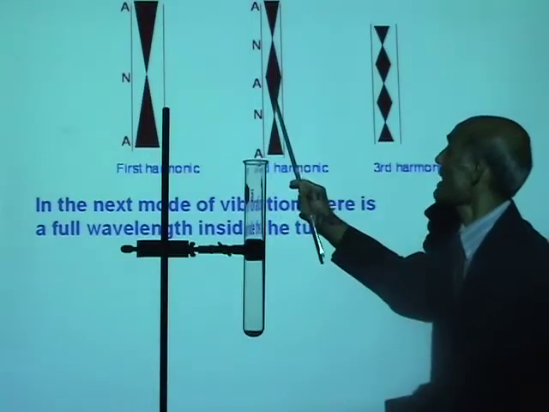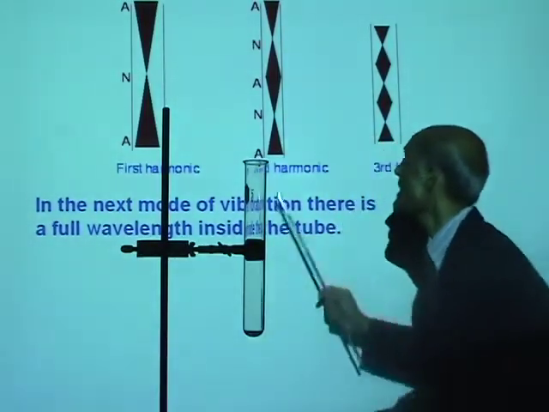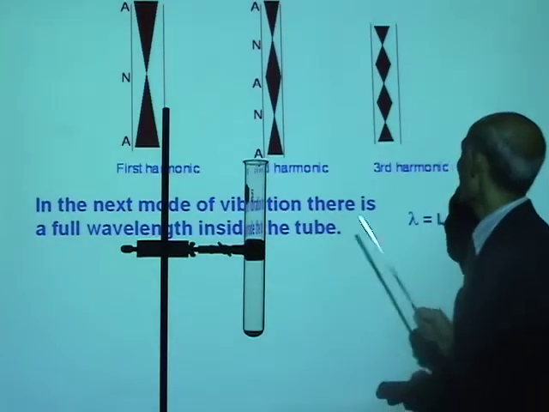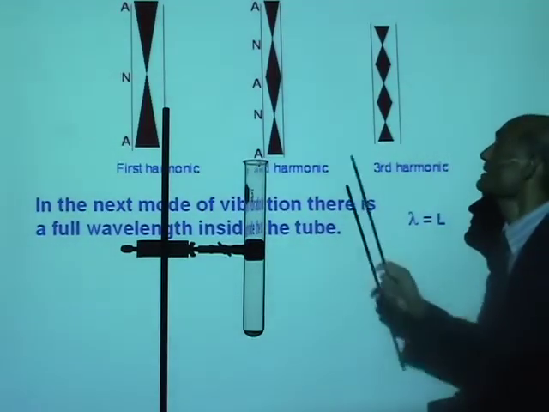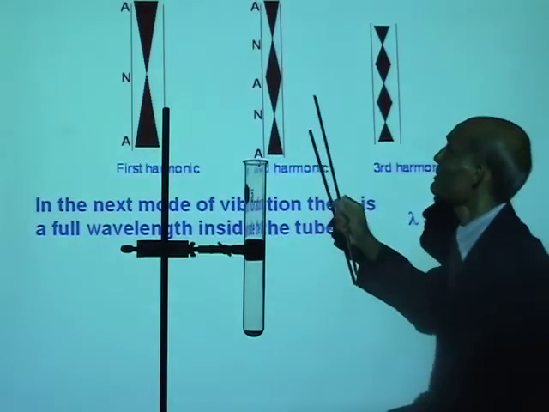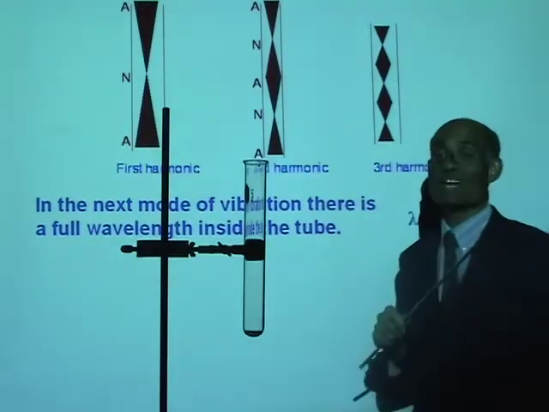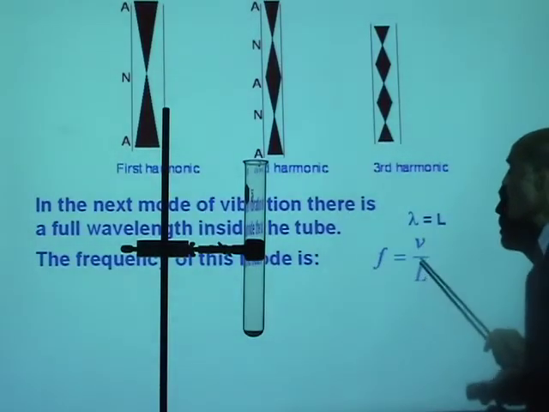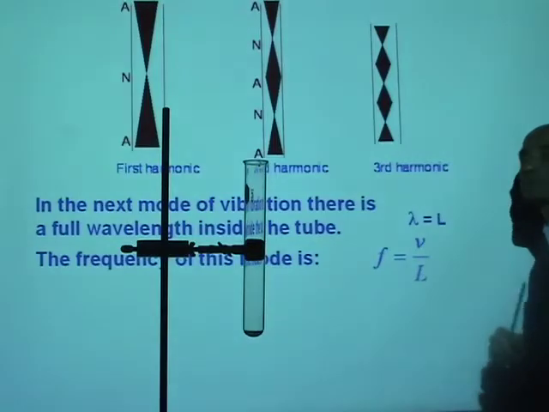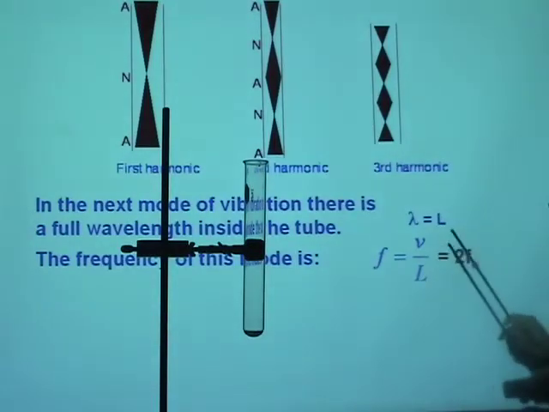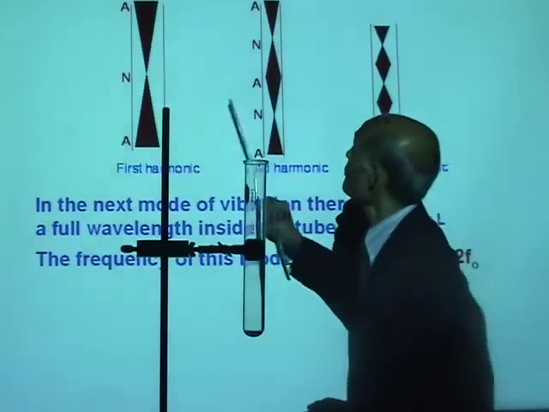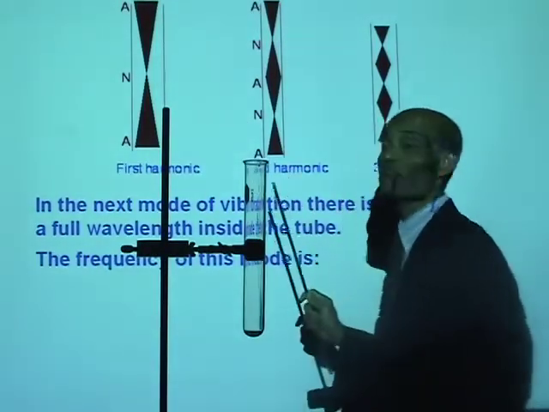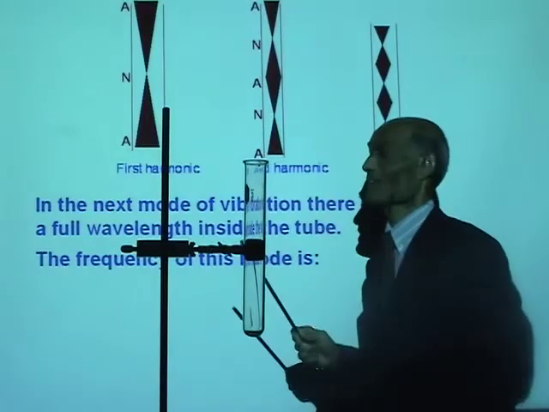So in the next mode of vibration there is a full wavelength inside the tube, and therefore lambda equals L. The wavelength is the same as the length. You have a full wavelength inside the tube. So the frequency of this mode is therefore V over lambda, where lambda equals L. And now I can write this as V over L, which is 2F0. Is that right? Okay. So the frequency of the second mode is twice the fundamental, which is the second harmonic.